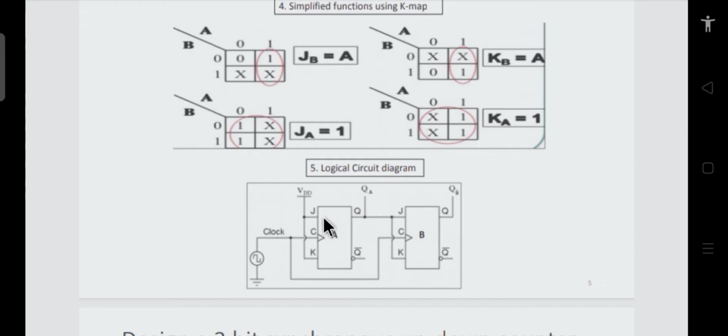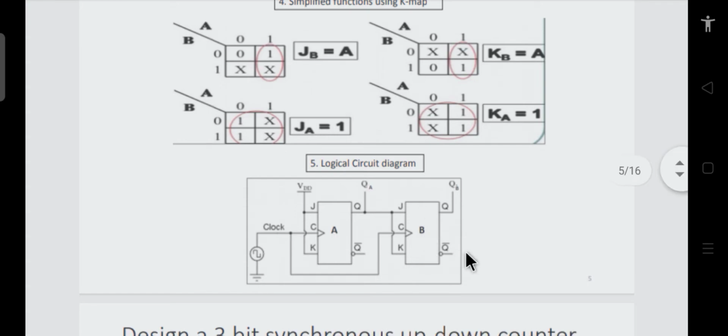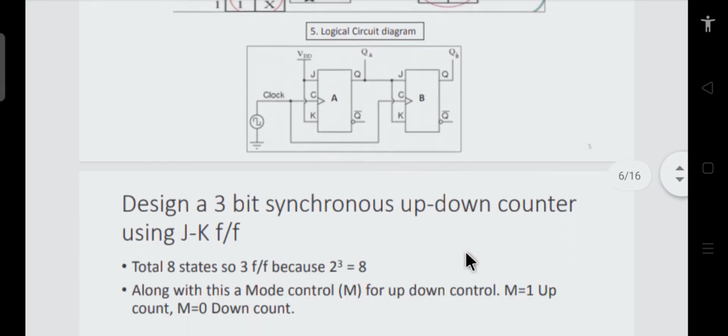As we know that both of these inputs are 1, that is why they are connected to VDD. And both these inputs are connected to A, so J and K are tied together, and both of them are connected to the output of the first flip flop. With this, we see how we can implement a synchronous counter. This was a simple example to realize a 2-bit counter.